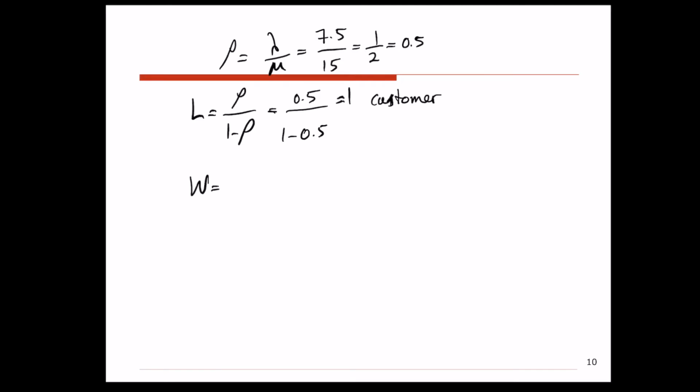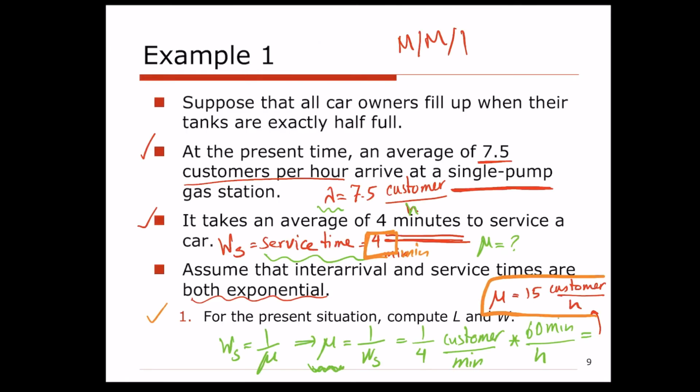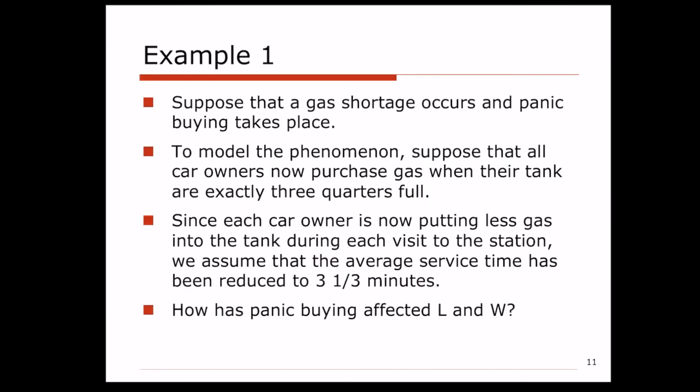Then the formula for W, the average time a car spends in the system, is L over lambda, which is going to be 0.13 hours. So in this system, the cars go to fill up their tank when their tanks are half full. This rate of arrival is related to that scenario. Now let's assume a panic situation has happened in the city and the cars are going to fill their tank when their tank is 3/4 full. In the previous scenario, they would go to fill their tank when it is half empty, but in this scenario they go when it is 1/4 empty.